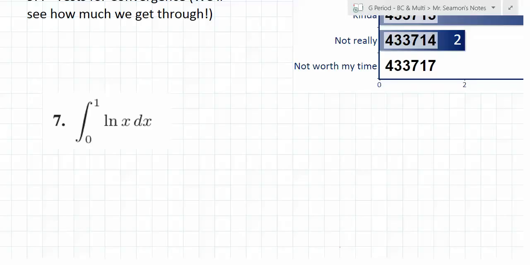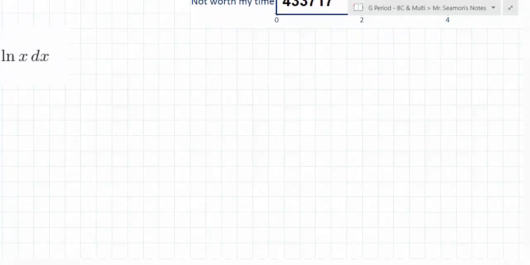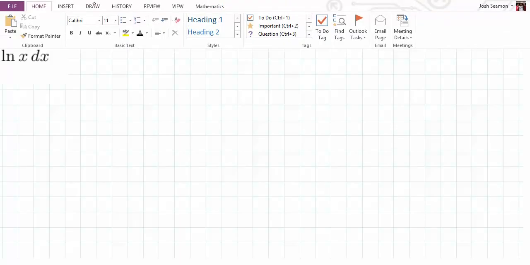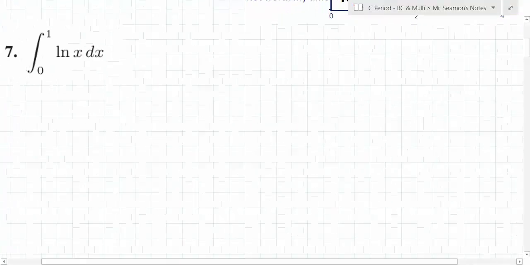Does anybody know the method you need to use to integrate this? Integration by parts. Does anybody remember how integration by parts works? Okay, ready? Let's do a quick review, and you guys are going to help me through it. There's two parts actually, and I'll show you what the two parts are in a second. Okay? So here you go.